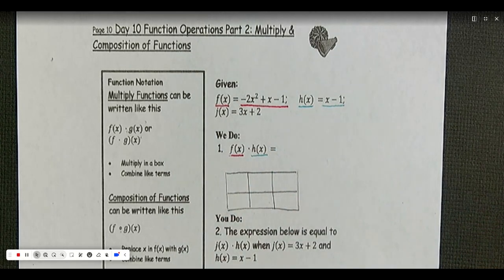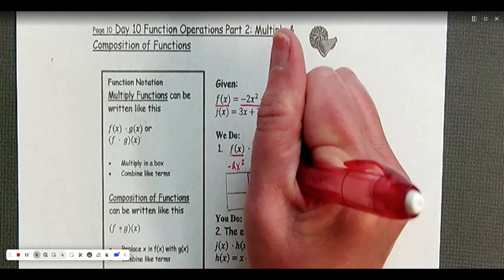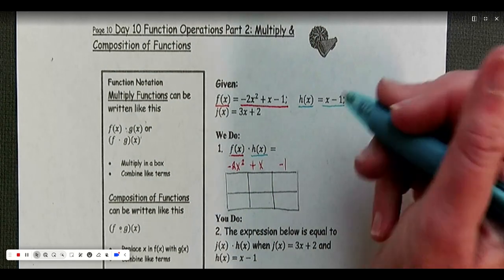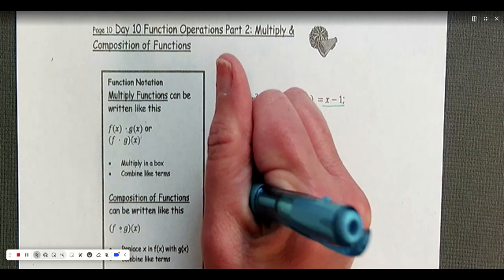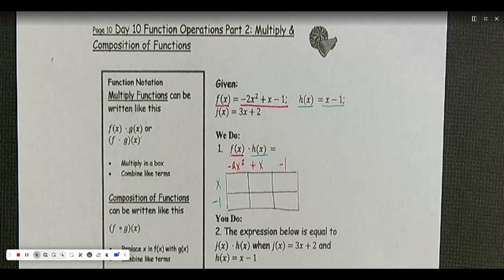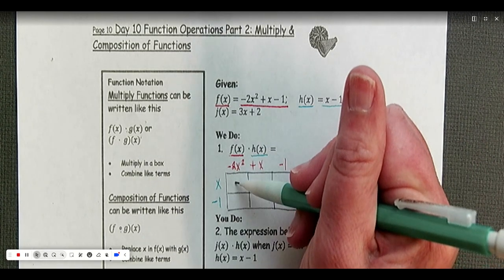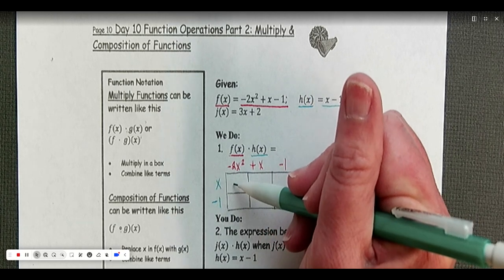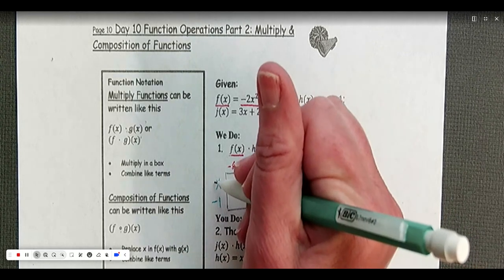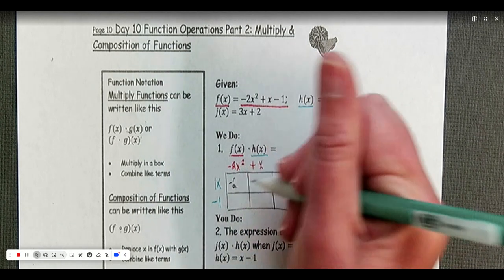And then I'm going to write my three terms across the top, negative 2x to the second power plus x minus 1. And then my h of x, my two terms, I'm going to write on the left-hand side, negative x minus 1. So now I'm going to multiply by following this top term and then over to the left with this term. I'm multiplying negative 2x squared times negative x. And so I could think of it as negative 1x. So I'm multiplying the negative 2 times negative 1, which makes positive 2.